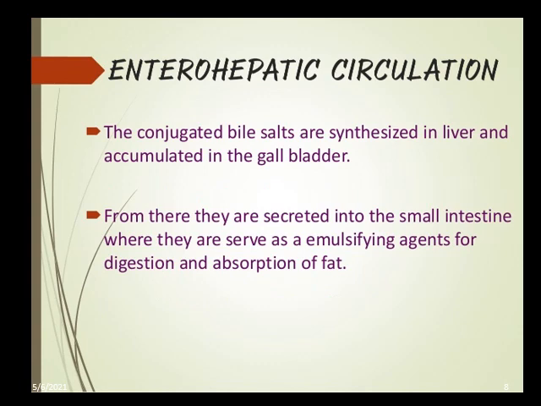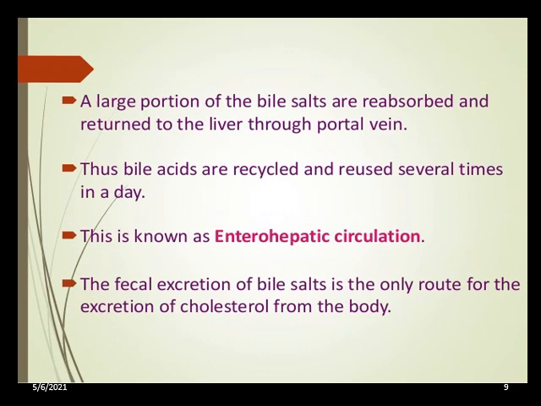Now, enterohepatic circulation. The conjugated bile salts are synthesized in the liver and accumulated in the gallbladder. From the gallbladder, they are secreted into the small intestine, where they serve as emulsifying agents for the digestion and absorption of fat, and here the secondary bile acid synthesis occurs. And what is the meaning of enterohepatic circulation? Here, a large portion of the bile salts are reabsorbed and returned to the liver through the portal vein. That is the meaning of enterohepatic circulation.